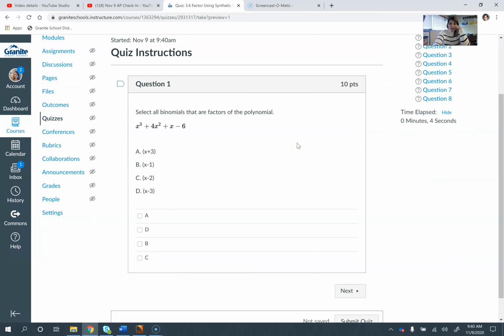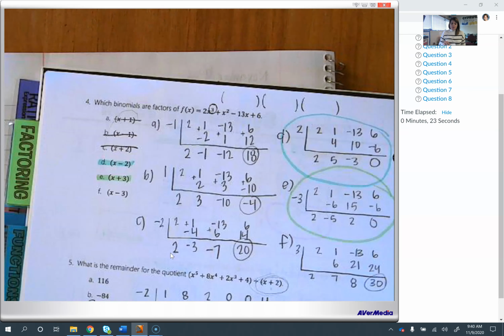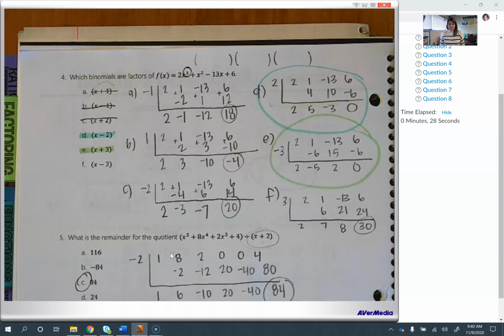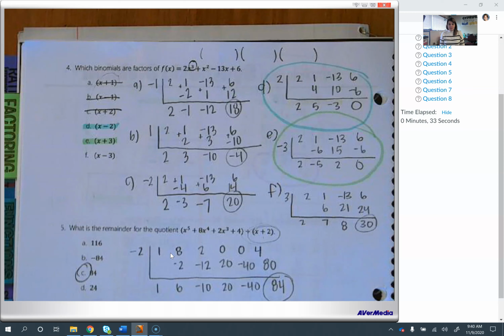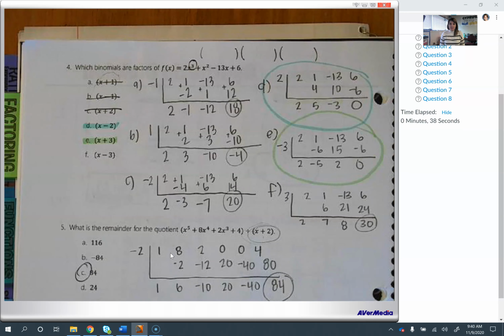So we are on question 1. Select all of the binomials that are factors of the polynomial that they give you. This is an example in your notebook of number 4. So let me go to the doc viewer. You should solve number 1 like you did number 4 here, which means that by the time you're done, you will have 4 of these synthetic divisions, and you're looking for the ones that have a remainder of 0.